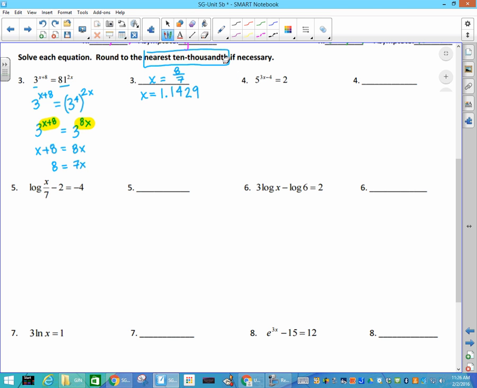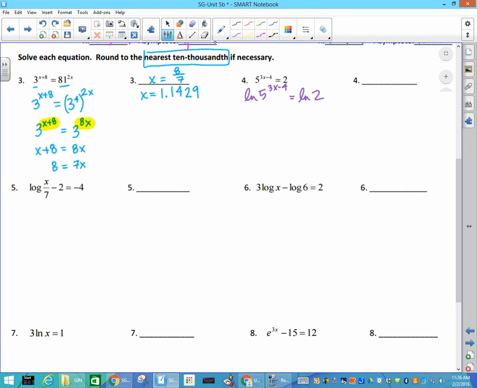All right, number 4. Okay, I've got a variable in the exponent. I cannot write them in the same base, and so this time we're going to take the log of both sides. Now, you can take the log or you can take the ln. Either one will give you the same answer. I just use ln because it's easier to write.